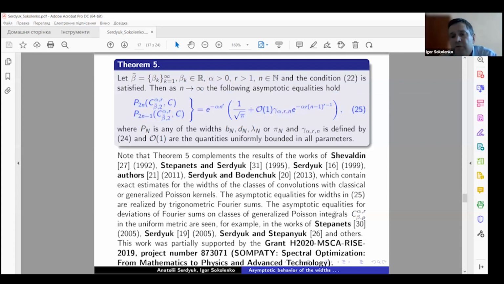The asymptotic equalities for deviations of Fourier sums on classes of generalized Poisson integrals C alpha, A beta, P in the uniform metric are seen, for example, in the works of Stepanets, Serdyuk, and Stepanets and others. This work was partially supported by the grant Spectral Optimization: from Mathematics to Physics and Advanced Technology.